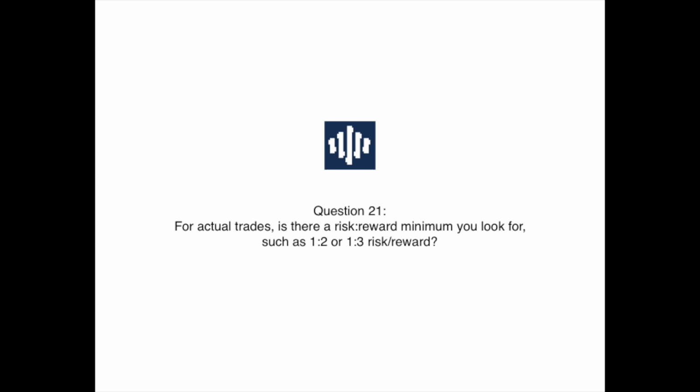Question 21, for actual trades, is there a risk reward minimum you look for, such as 1 to 2 or 1 to 3 risk reward? At this point, I think, again, it will depend on your risk parameters, and this will depend on where you place your stop losses and how you take profits and so on. It will be a trading tactic depending on your risk profile.